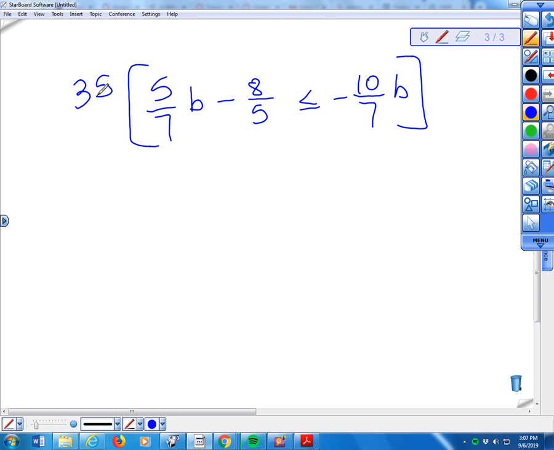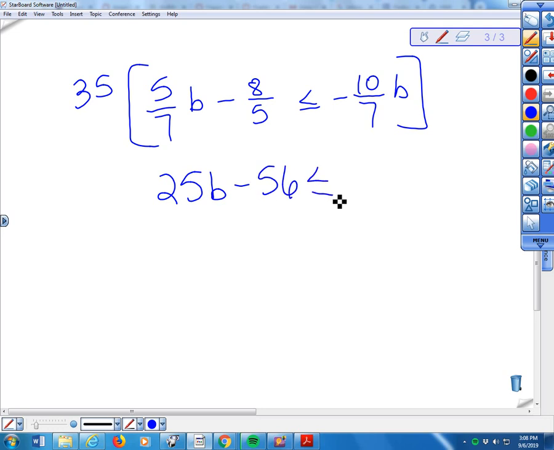Okay? This is the process. This is what you do. What this means is I'm going to take 35 divided by 7 multiplied by 5. Do you see that? Or I could say 35 times 5 divided by 7, that's okay. But 35 divided by 7 is 5. 5 times 5 is 25, so this becomes 25b. 35 divided by 5 is 7 times 8, 56.